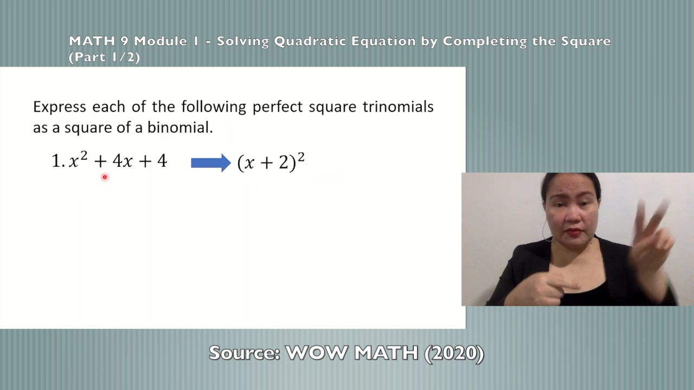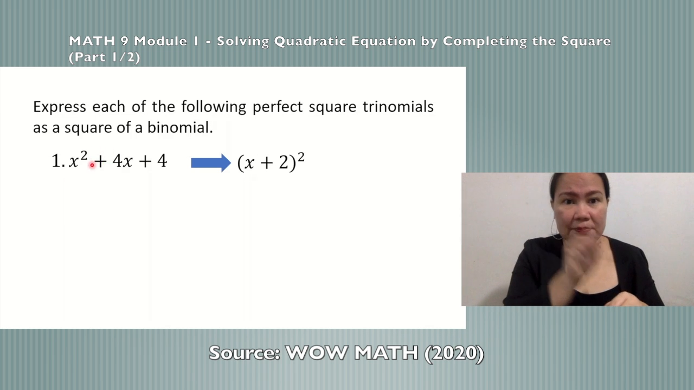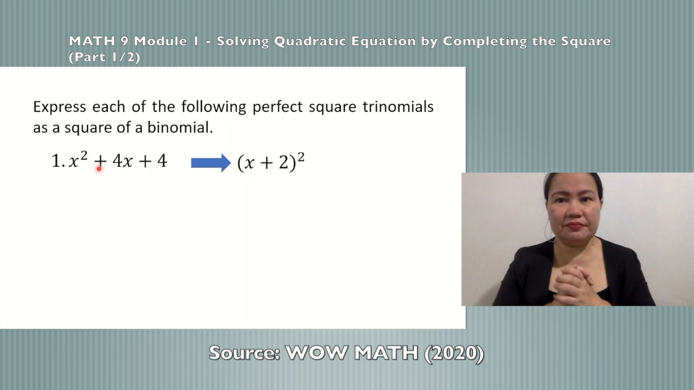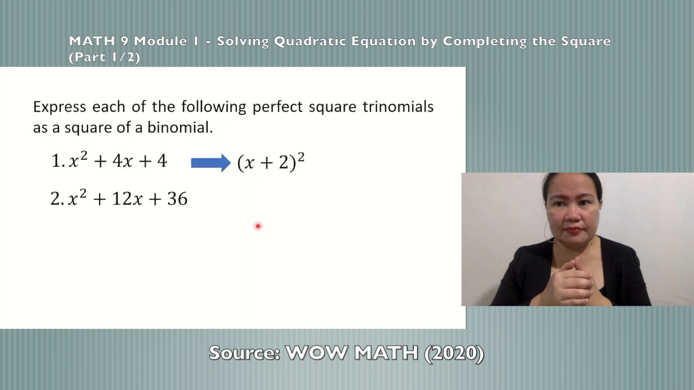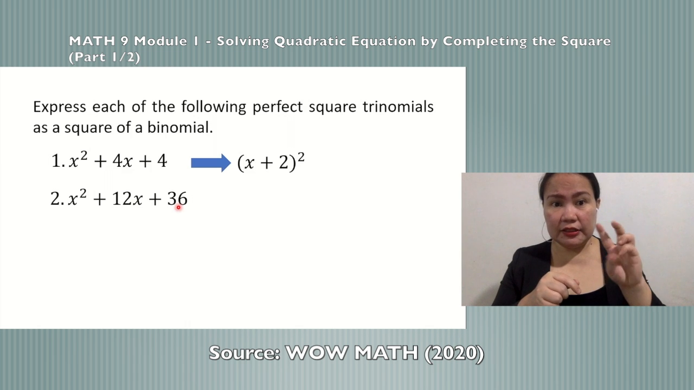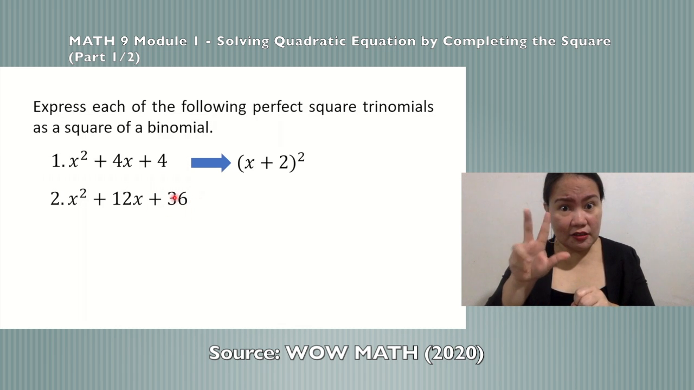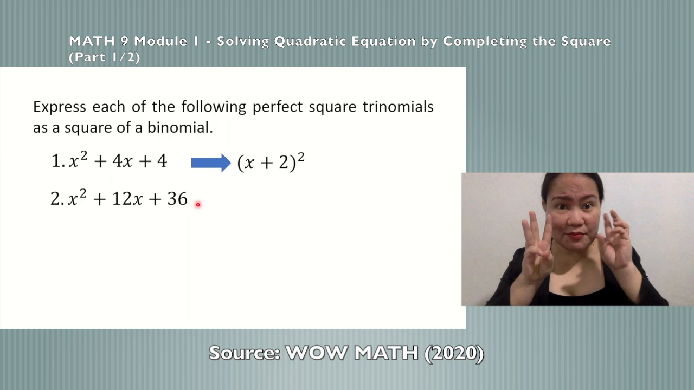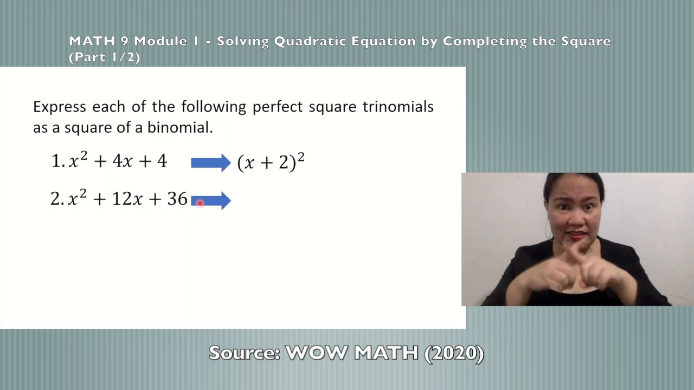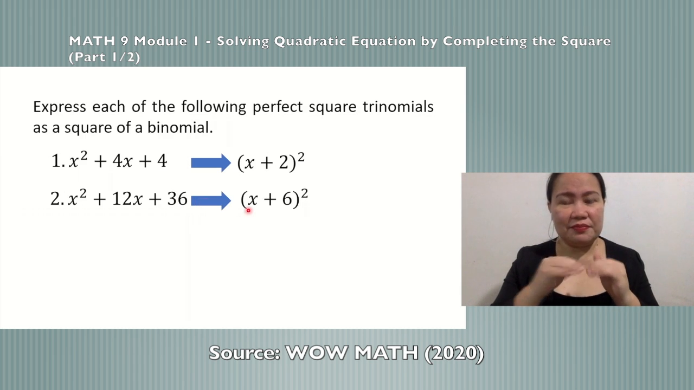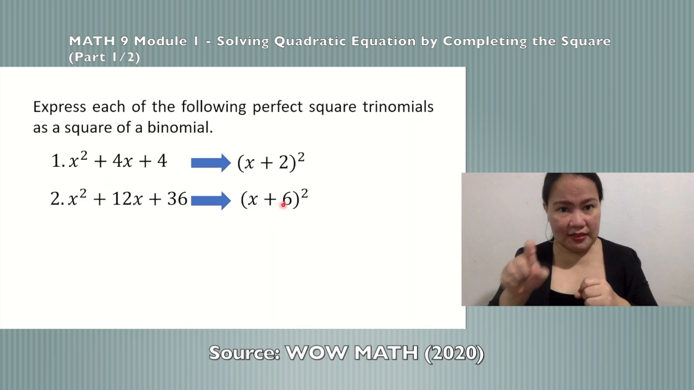Susundin nyo ang sign ha, huwag kayong magkakamali. Ito yung sign na susundin nyo. Next. X squared plus 12x plus 36. Again, kunin natin yung square root ng last term nyo. So, square root ni 36 is 6. So, therefore, the square of binomial is x plus 6 squared.